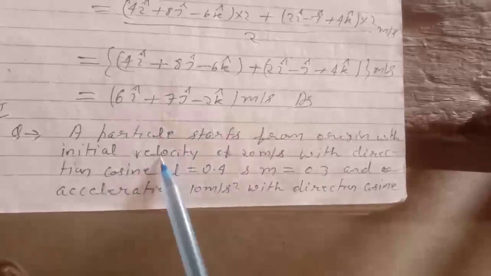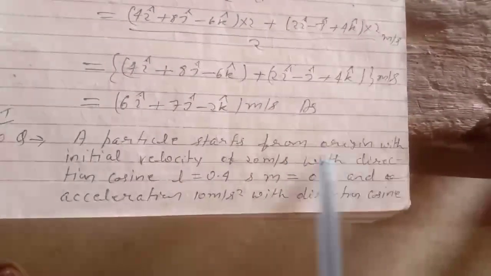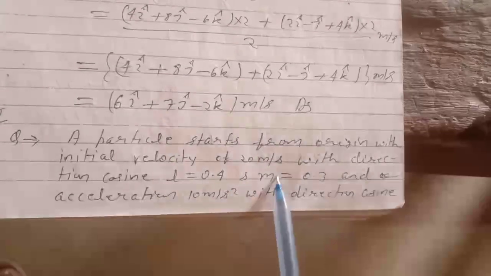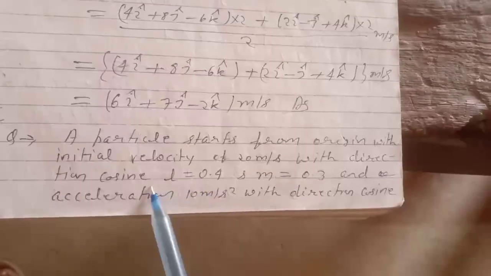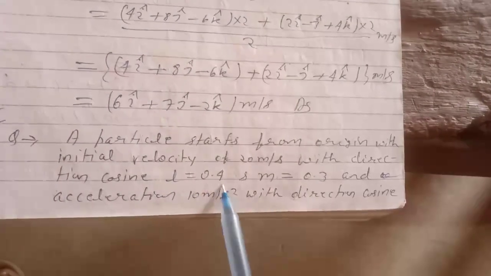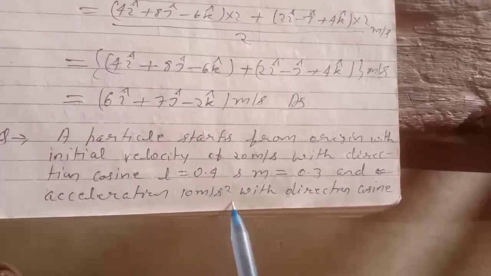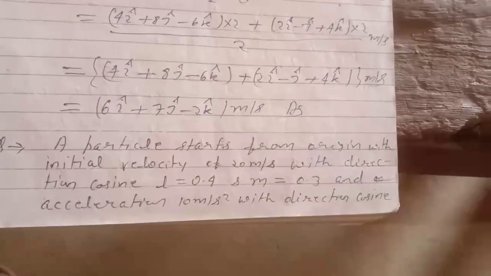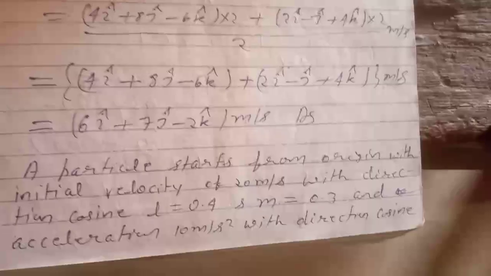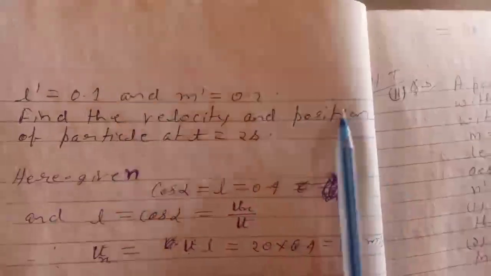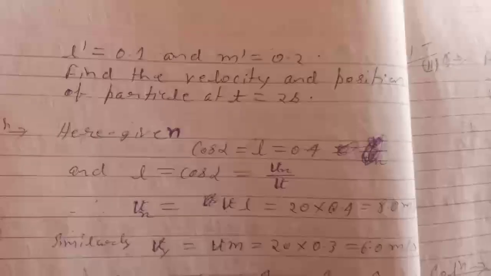Now a particle starts from origin with initial velocity of 20 meter per second with direction cosine l equals to 0.4 and m equals to 0.3 and acceleration 10 meter per second square with direction cosine l dash equal to 0 and m dash equal to 0.2. Find the velocity and position of the particle at t equal to 2 second.